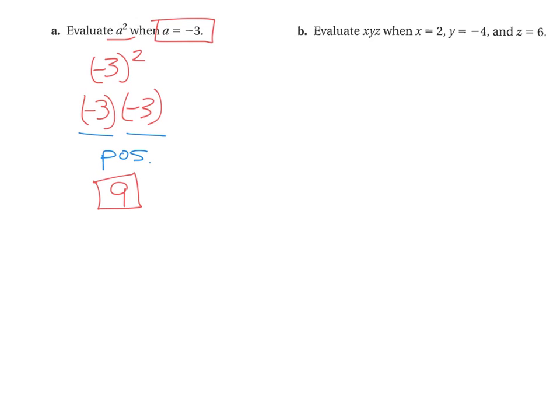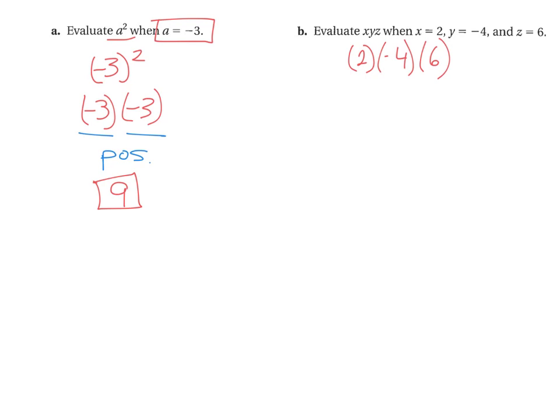In example B, I want to evaluate xyz. Now that means multiplication when the variables are right next to each other. x times y times z when x is 2, y is negative 4, and z is 6. So I can rewrite that as 2 times negative 4 times 6. Now, when we have multiple instances of multiplication in the same problem, we just work from left to right.